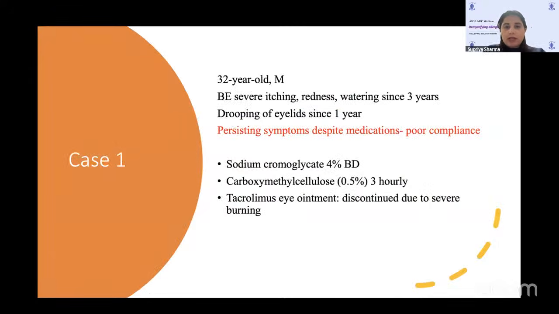The first one was that of a 32-year-old male who presented with severe itching, redness, and watering since 3 years, and he had drooping of eyelids since 1 year. The symptoms persisted despite medication, and there was a history that the patient stopped using medication as soon as he felt better.